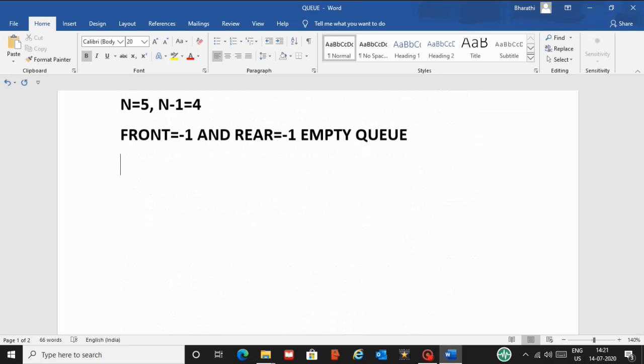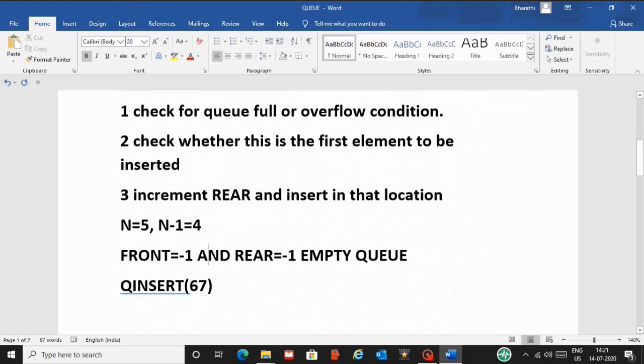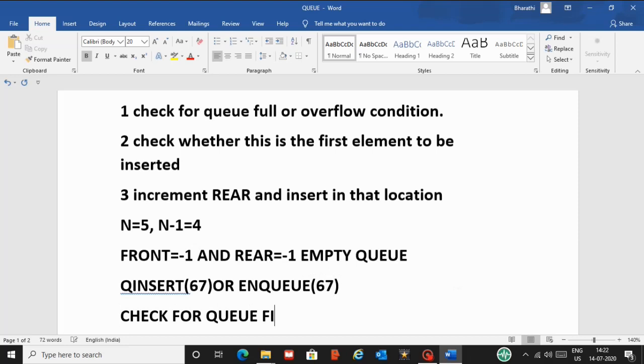After that, let me do Q insert. Let me insert 67. I need to insert an element 67, or NQ I can write, NQ 67. Q insert or NQ 67. So first thing what I have to do, check for overflow condition. Q full or overflow condition.